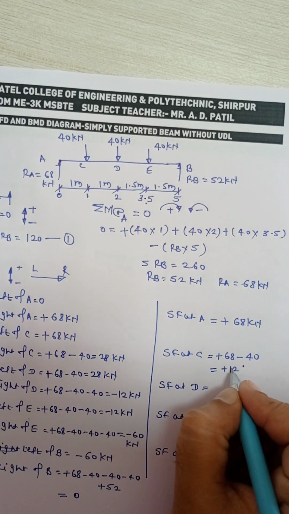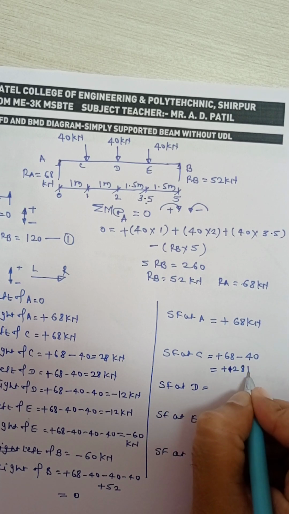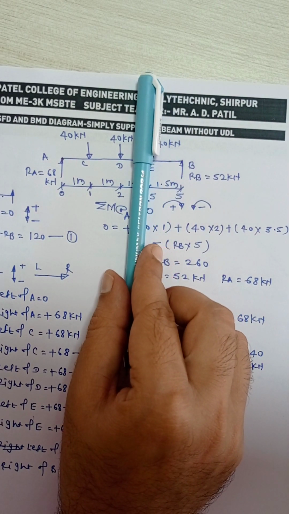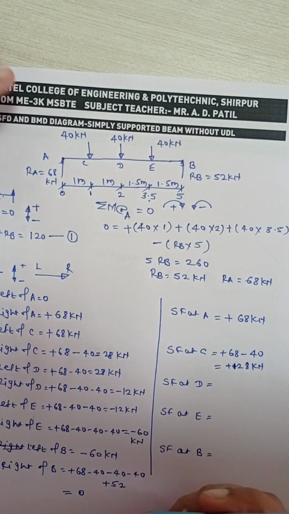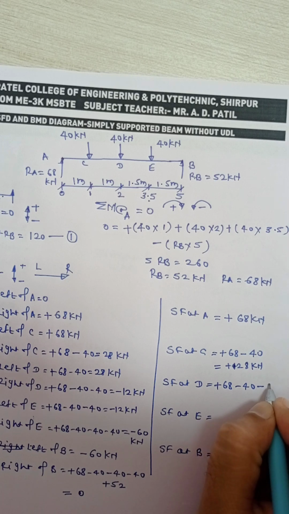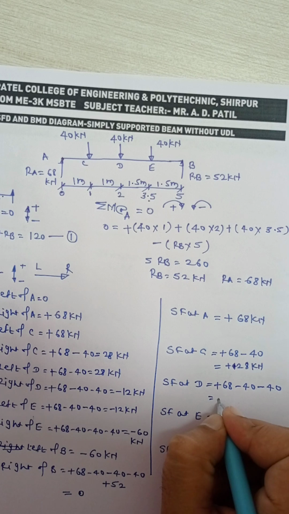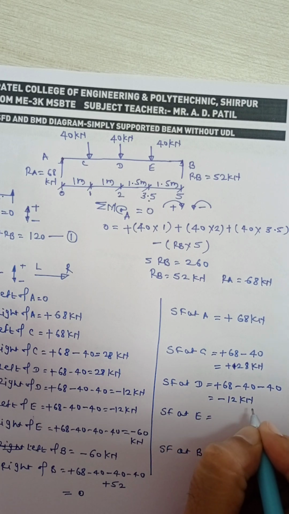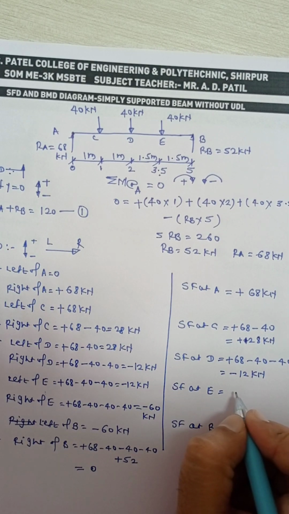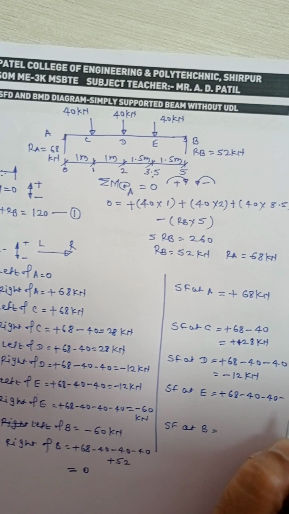Okay, so the answer will be 28 kilonewton. SFD at D: consider the forces up to point D, which means plus 68 minus 40 minus 40. The answer will be minus 12 kilonewton. SFD at E: plus 68 minus 40 minus 40 minus 40.